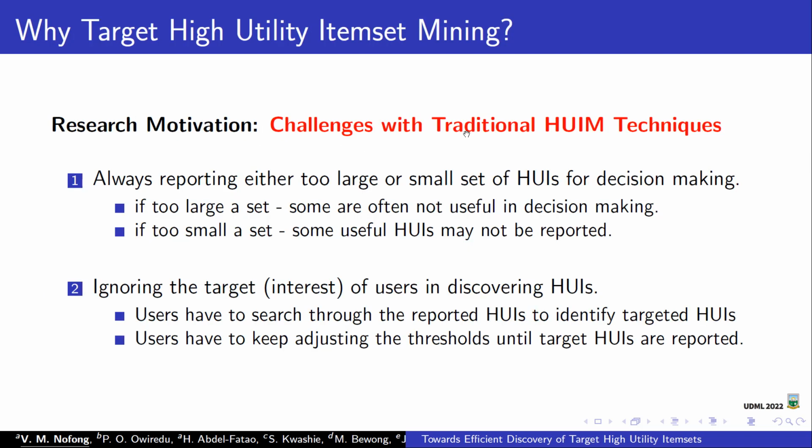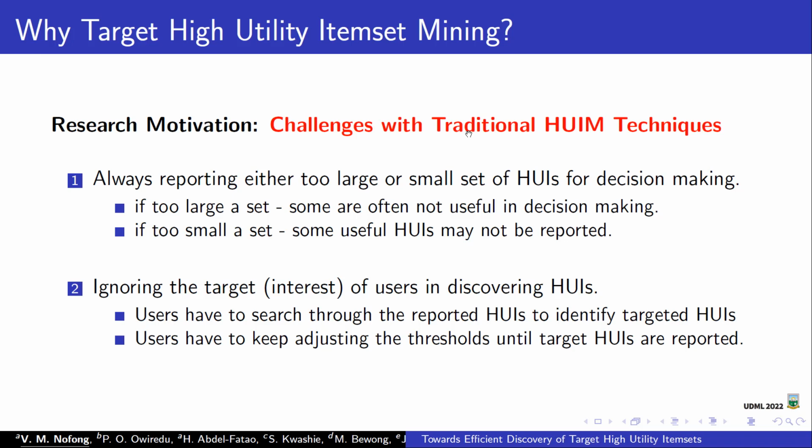So why the concept of target high utility itemset mining? With traditional high utility itemset mining, there are some challenges. When we use traditional high utility itemset mining, it ends up reporting a set of high utility itemsets that is either too large or too small for decision making. If the set is too large, some of the reported high utility itemsets may not be useful, or it makes it difficult to decide which ones should be used for decision making. If the set is too small, it could be that some of the useful high utility itemsets may not be reported.